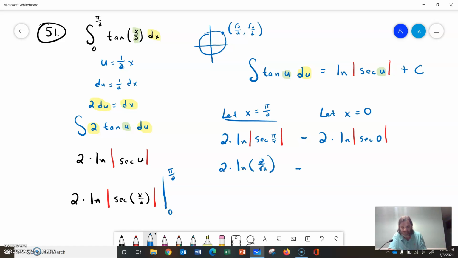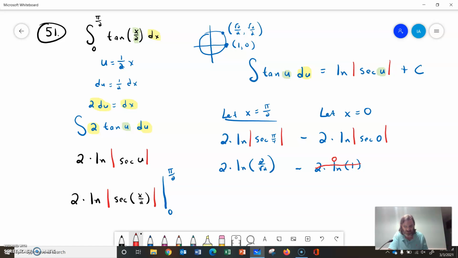Then over here we'll have minus 2 times the natural log of the secant of 0. 0 down here has a 1, 0 for the point. And secant is the flip of the x, so that'll be 2 times the natural log of 1. Well, the natural log of 1 is 0.